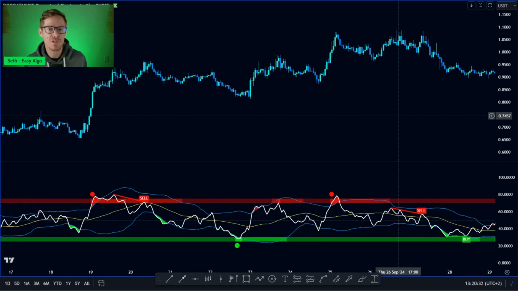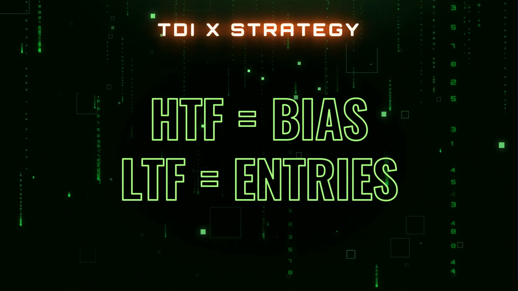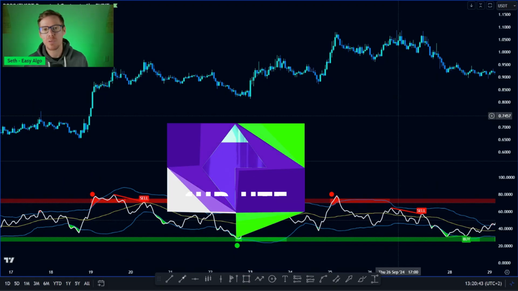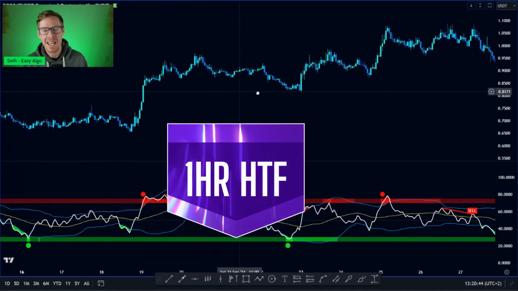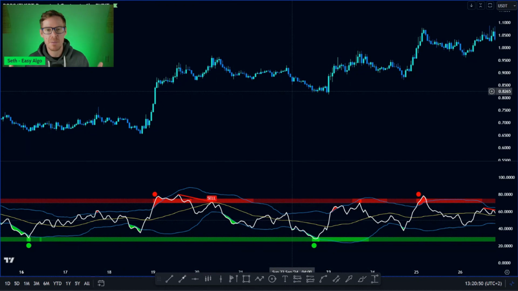This strategy involves using two time frames, a higher time frame and a lower time frame. Higher time frame will be for your bias and lower time frame will be for your entries. In this example, my higher time frame is going to be a 1 hour and my lower time frame is going to be a 5 minute. But you can change these time frames depending on your trading style.